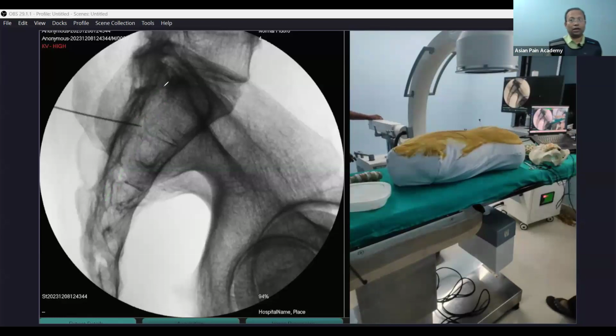Again, AP view. S1 transforaminal. Okay, this one was S1 transforaminal. Now I will go for the last procedure, that is caudal epidural. Shoot.